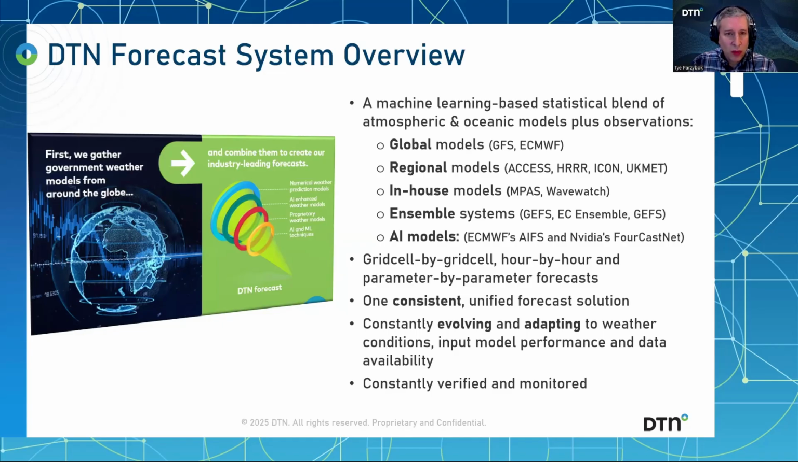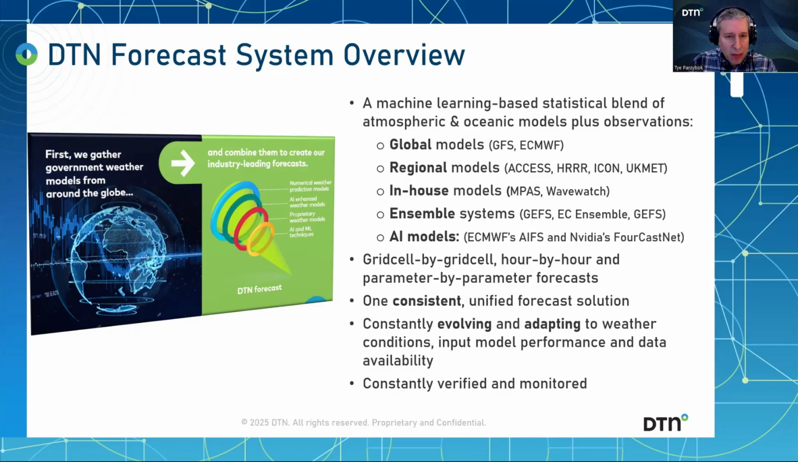Basically what we do then is we combine all of these models into a forecast on a grid cell by grid cell, hour by hour, parameter by parameter basis. Although we utilize 18 or so different input models, at the end, we have one consistent unified forecast solution. And when I say consistent, I mean the output parameters from the model are consistent with one another. So the waves are consistent with the wind speeds and so forth.